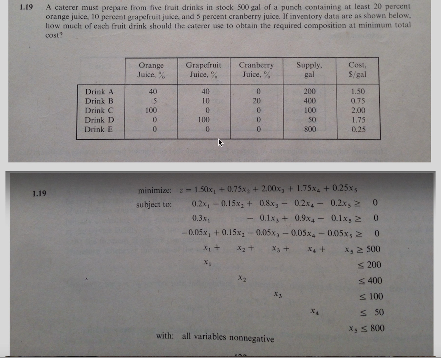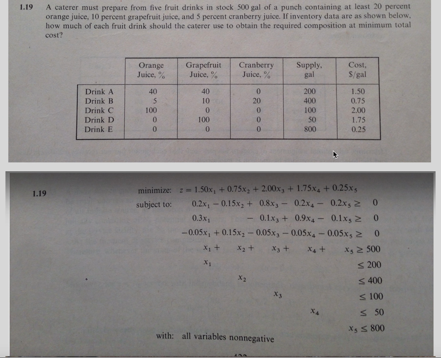Now the constraints we have, there are quite a few. First, we have to actually make at least 500 gallons. So the sum of all the gallons of each type of juice, x1 plus x2 plus x3 plus x4, has to be at least 500 gallons.